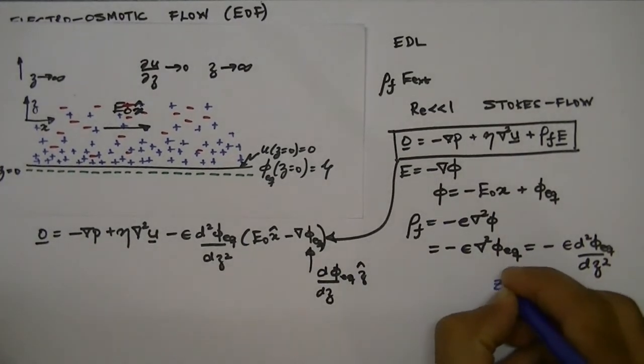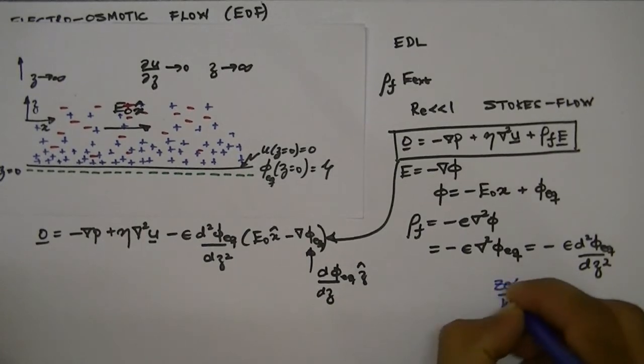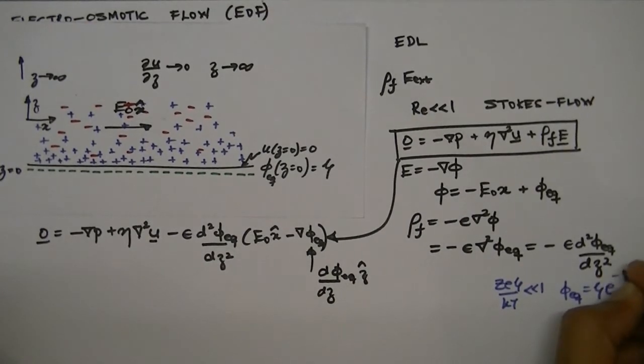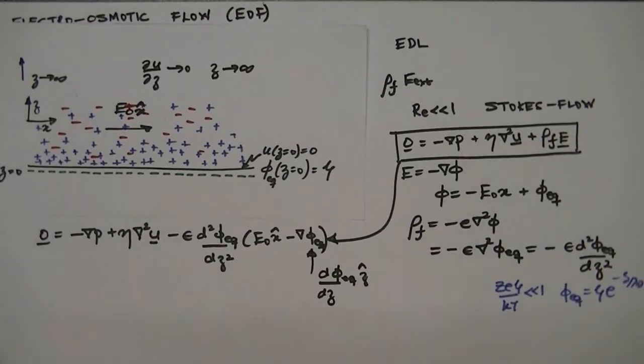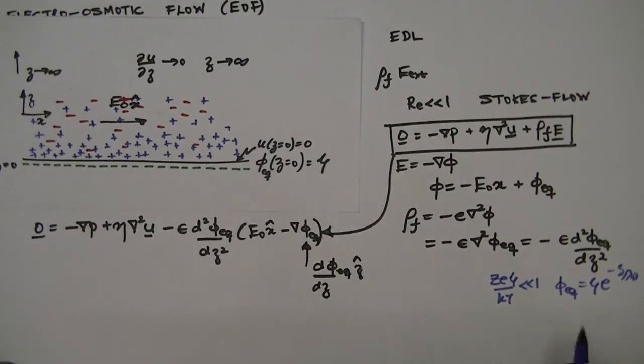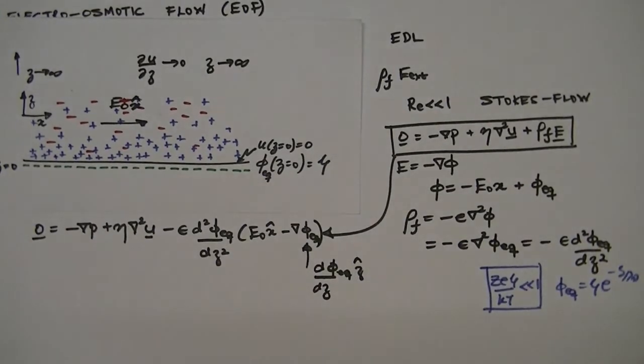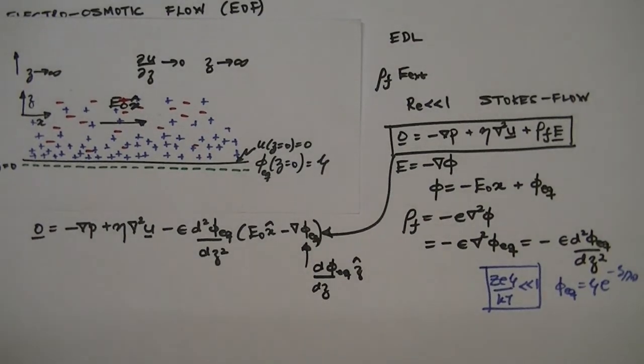So for the case when z e zeta over kT is significantly small, the equilibrium potential is given by this relation. But in our analysis we don't make use of this assumption. Our analysis is valid for all zeta potentials. Now next what we'll do is simplify this equation and try to solve it.